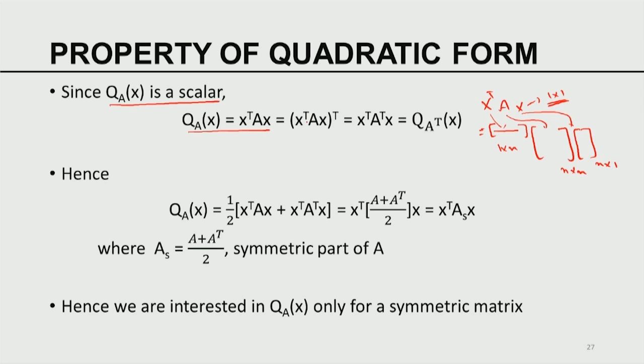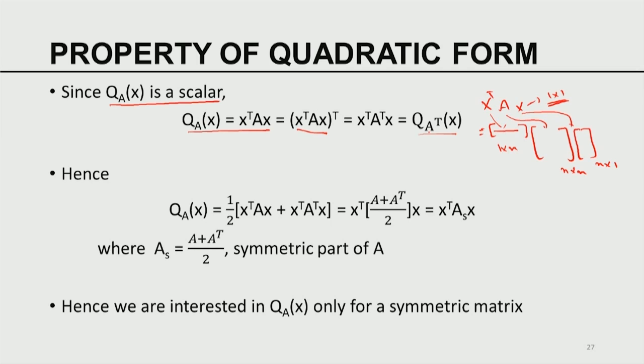The transpose of a scalar is itself. So the scalar is its own transpose. But the transpose of a product is the product of the transposes taken in the reverse order. We have already seen this property of the transpose operation. So this is equal to x transpose A transpose x. This is the quadratic form Q of A transpose at x. So what have we shown? The quadratic form of A is the same as the quadratic form of A transpose. That is the fundamental property.